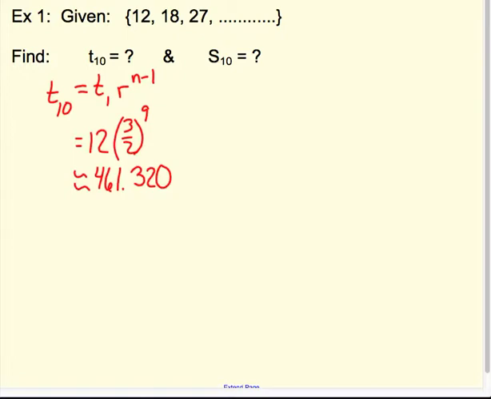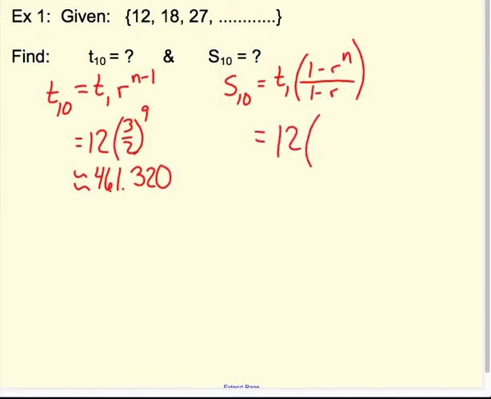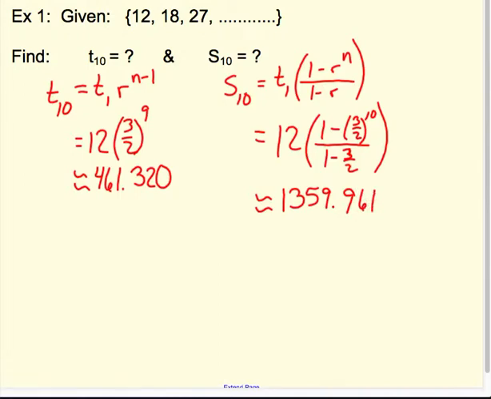What's nice about the geometric series formula is that you don't need the last term. You just need to know how many terms. So we take our first term times 1 minus the ratio to the nth power, or in this case the 10th power, over 1 minus r. So we get 12 times 1 minus 3 halves to the 10th power divided by 1 minus 3 halves. Careful with the order of operations again when you're punching this in. And I got about 1359.961 for that one.